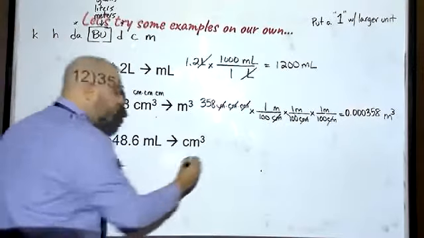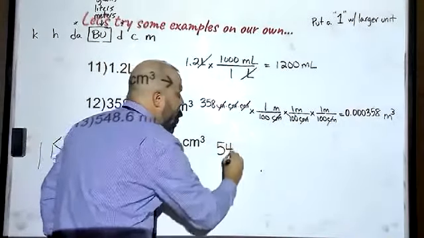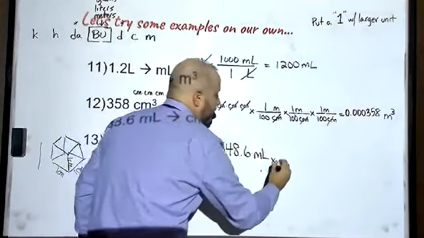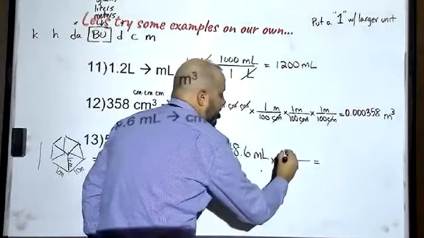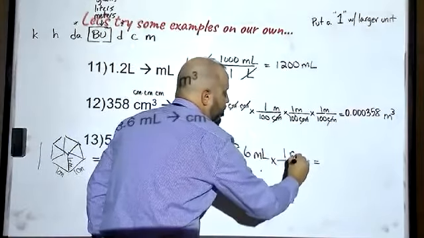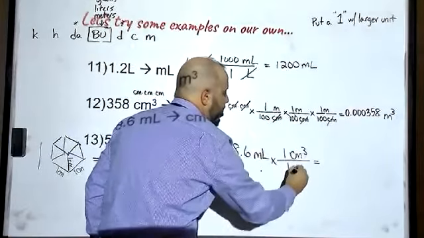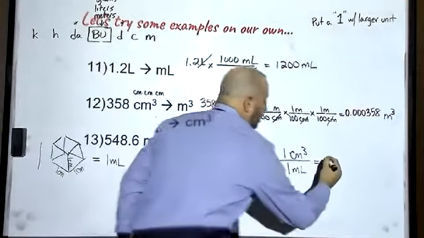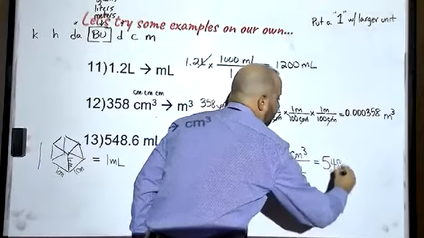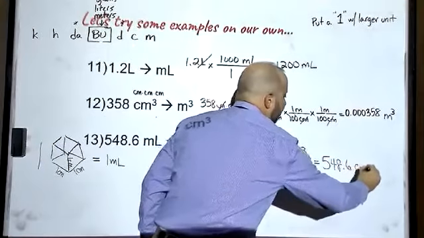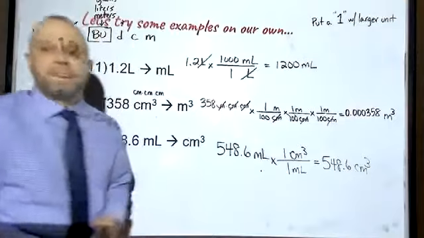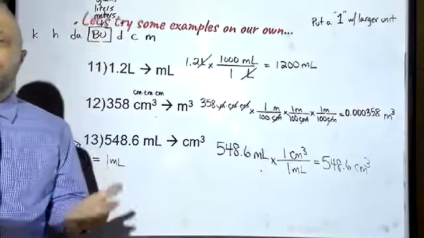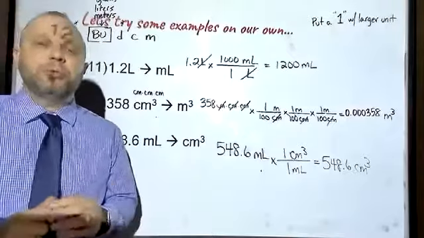So when you go through it over here, 548.6 milliliters, you're going to get 1 cubic centimeter is equal to 1 milliliter. Milliliters go on the bottom, so they cancel. So that number will be exactly the same, 548.6 cubic centimeters. Some of you might be asking, why do we even bother going and having 2 different units then that are equal to each other?